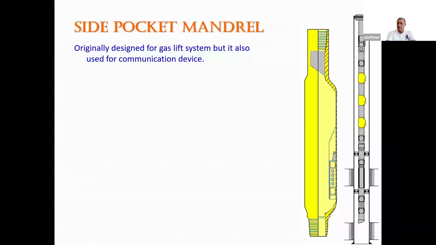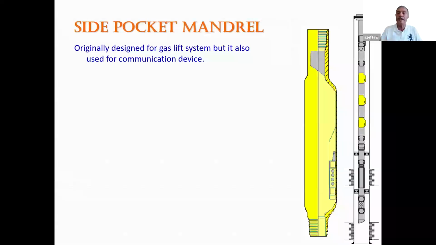How many side pocket mandrels should I have? I don't know. Actually, this is based on the design. You give me the data, I will feed it to the software. The software will come up and tell me that based on the data you give me, Ahmed, in this particular well, you have to put three gas lift valves, one at a depth of 2,506, the other one at 6,093, and the last one at 9,000 feet.